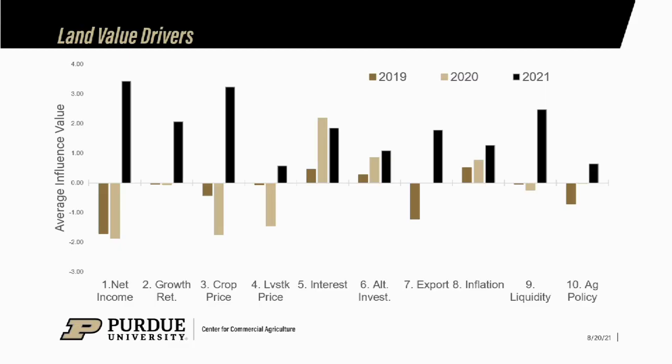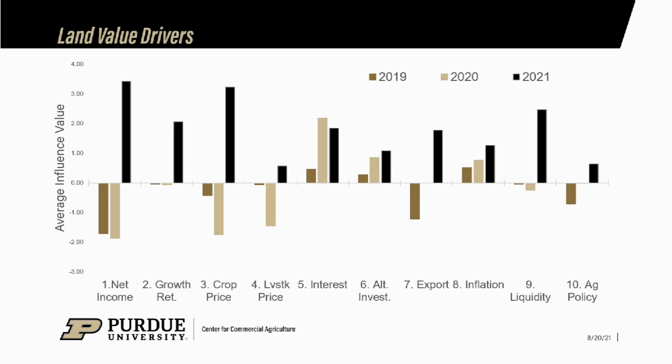Yeah, so we ask about 10 factors ranging from commodity prices, farm income, expectations about export potential for commodities, farmers' liquidity, agricultural policy, interest rates, another big driver. And this year we found that all the respondents reported all of them having positive influence on land value. So the easiest way to think about it is farmland is driven by a complex set of factors in terms of what ways you can earn income by owning it.